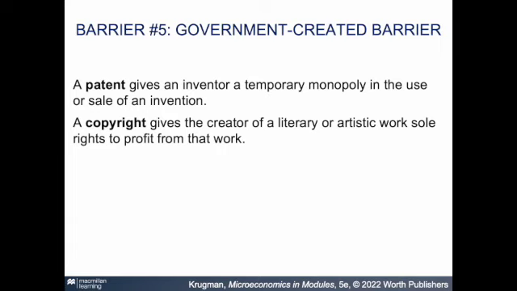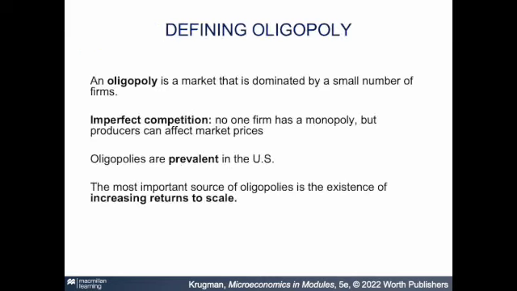17. Barrier number 5, government-created barrier. A patent gives an inventor a temporary monopoly in the use or sale of an invention. A copyright gives the creator of a literary or artistic work sole rights to profit from that work.